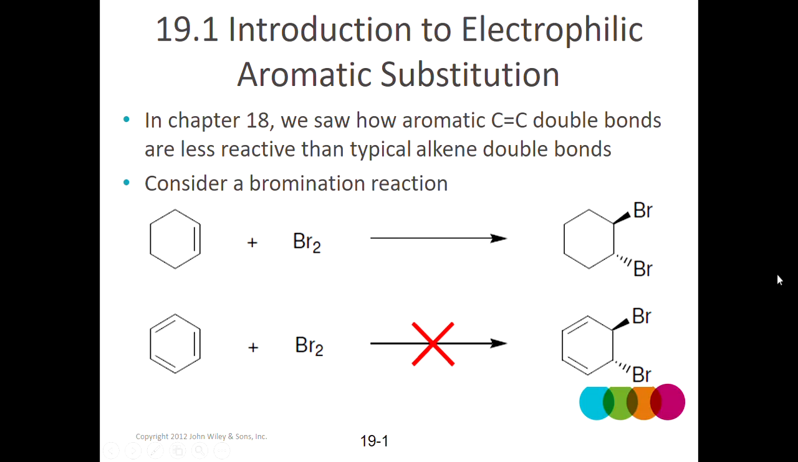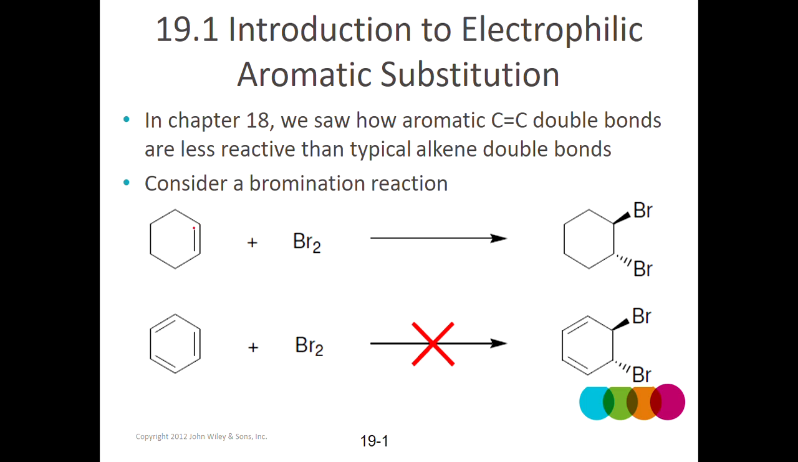All right, so we are starting chapter 19. We finished chapter 18, where we saw how aromatic compounds have a special stability associated with the resonance and the molecular orbitals where their pi electrons exist. And this slide here is a reminder of some of that conceptual stuff we talked about.